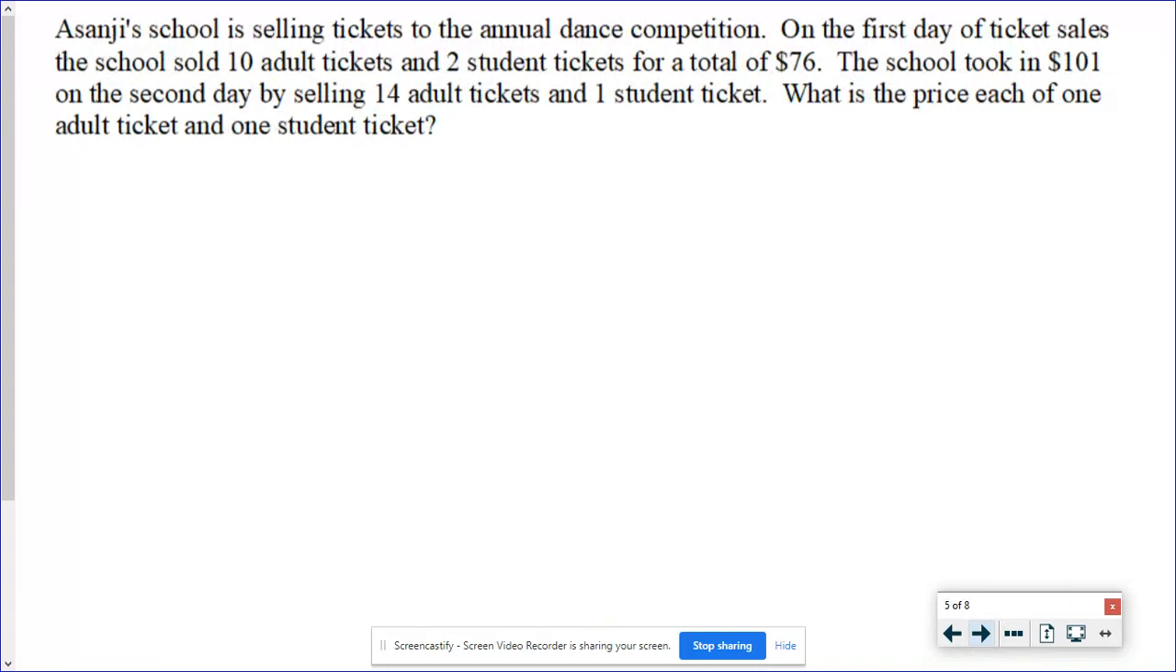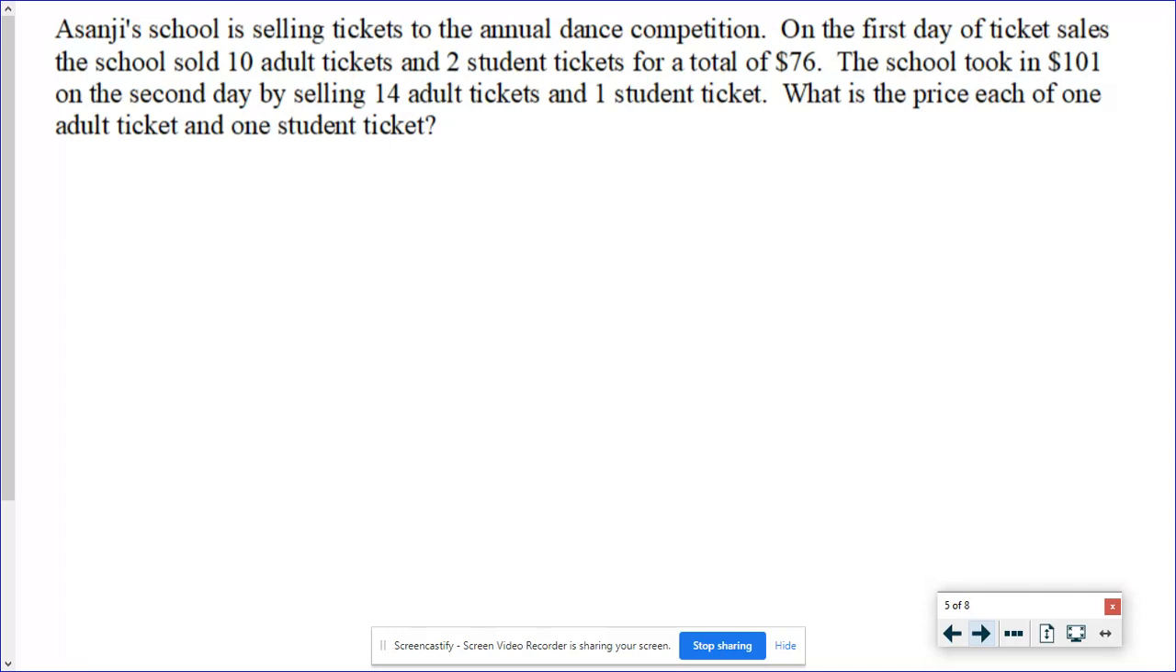Not quite as wordy on this one. We're selling tickets for a dance competition. On the first day, they had 10 adult tickets and 2 student tickets for $76. And they had $101 on the second day, 14 adult and 1 student. So let's write those equations.